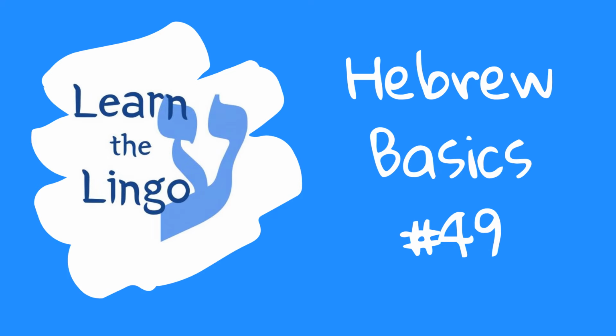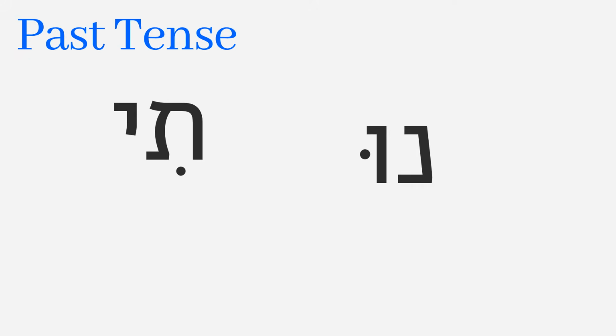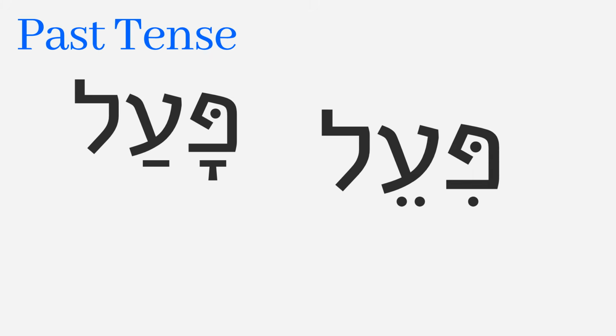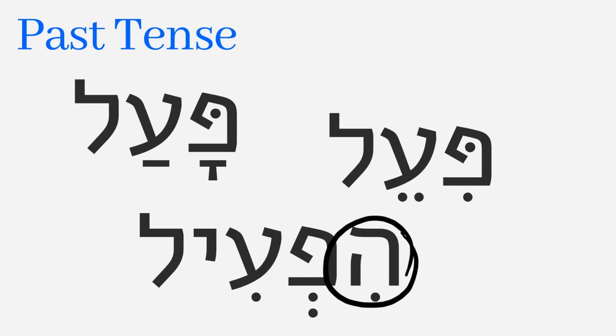Welcome to lesson 49 of Hebrew Basics, a series where we learn the essentials of Hebrew grammar. Today, we are going to learn all the forms of the past tense in the Piel binyan. Fortunately for us, every binyan has the same past tense endings, like ti, nu, or tem. The way the binyanim are different in the past tense are the vowels on the root letters, and sometimes prefixes on the beginning of the verb.